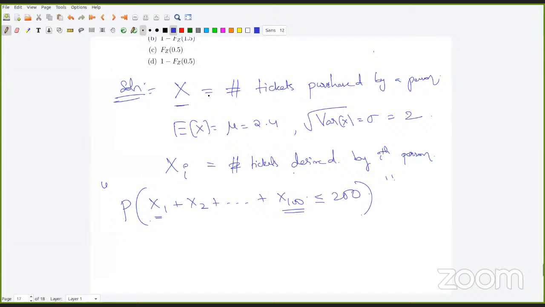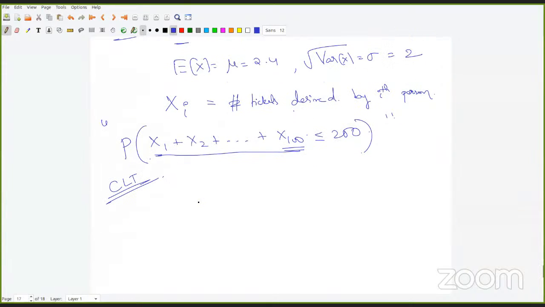So we know the distribution mean and the variance or standard deviation, and we have 100 samples from it. We want the sum of those 100 samples to be less than or equal to 250. What can we use? We can use CLT, sir. You have to find the probability of this, but you don't know the probability for this particular distribution. We don't know how to find the value of F of x1 plus x2 plus ... x100 at 250.